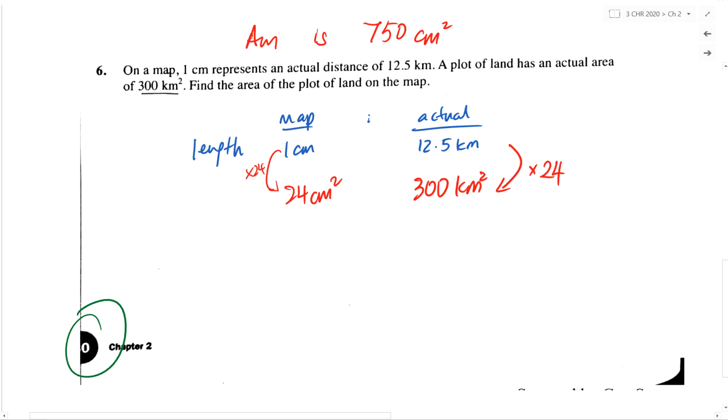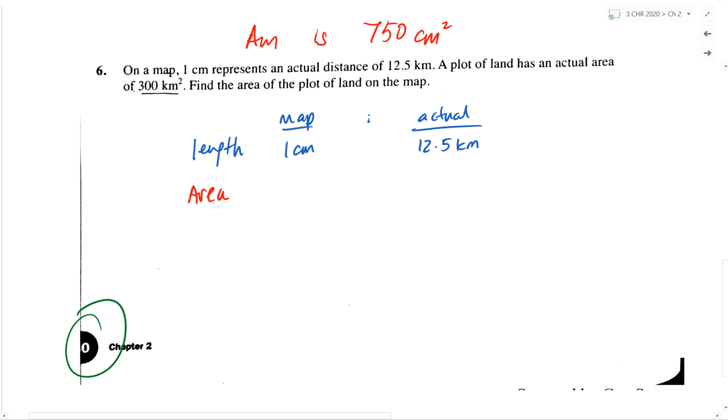I'm comparing length, right? In blue it is in length, in red it is area. Now, can I simply multiply by 24 to go from length to area? No, what must I always do to get to area? I always must square. So this step is wrong. You cannot have this. That is why our first step is to convert it to area.